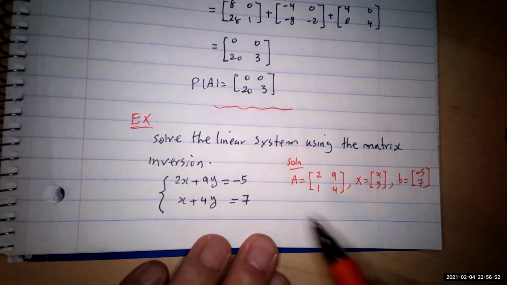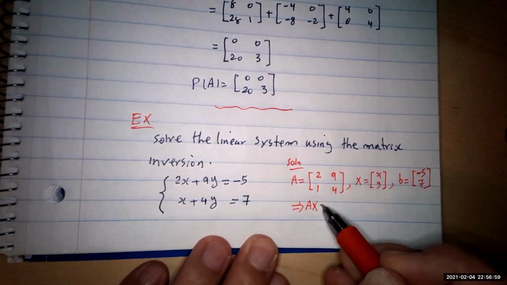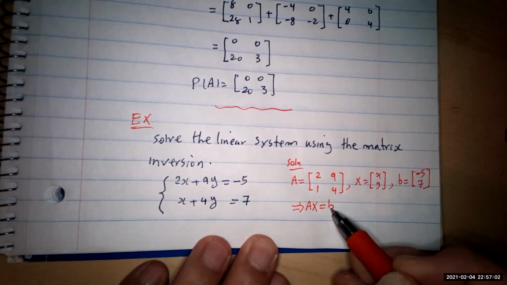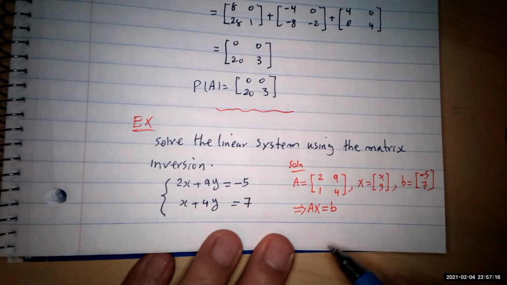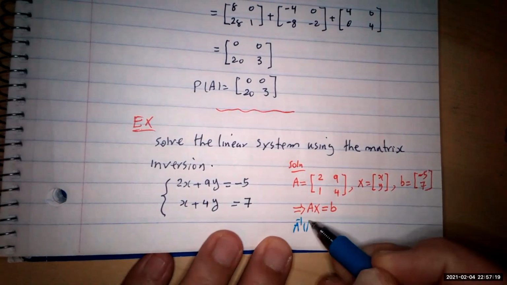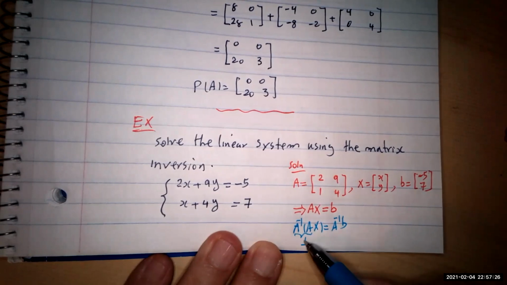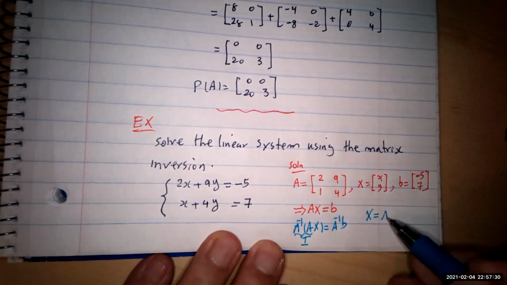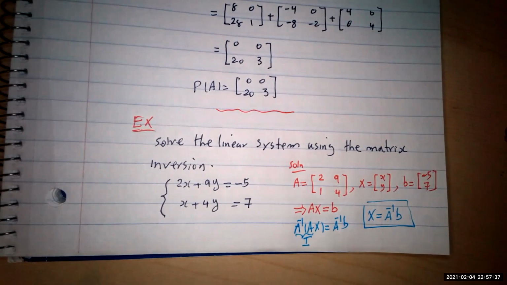Remember we talked about the other night, so the system would be changing to A times X equal to B. Now we can use the inverse of A, you see. If you multiply both sides by the inverse, that gives you A inverse times A X equal to A inverse B. But A inverse times A would be the identity matrix. So your X is simply A inverse B.